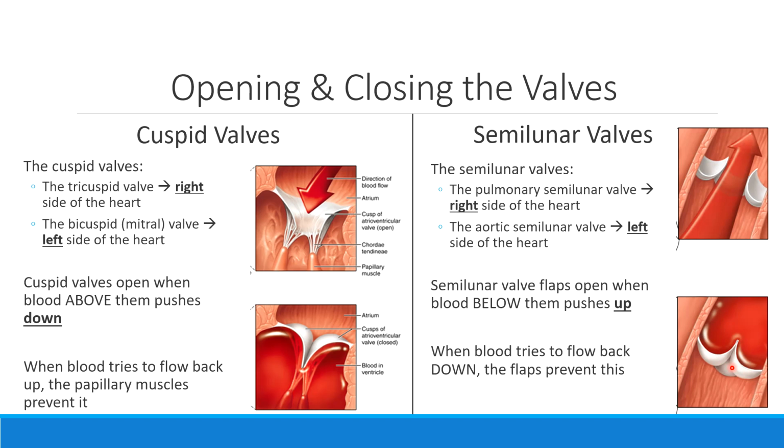So as you're considering these valves, number one, we need to know where they're located. And number two, we need to know which direction they're trying to make blood flow into compared to which direction they're trying to stop the blood flow from. So in the case of the cuspid valves, we want blood from above us to go down, whereas with the semilunar valves, we want blood that's below us to go up. That will help you keep straight which way we open or we close.